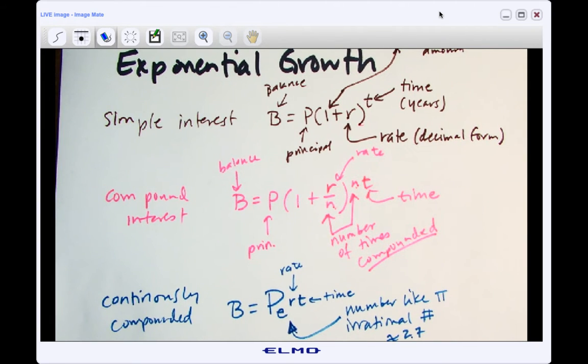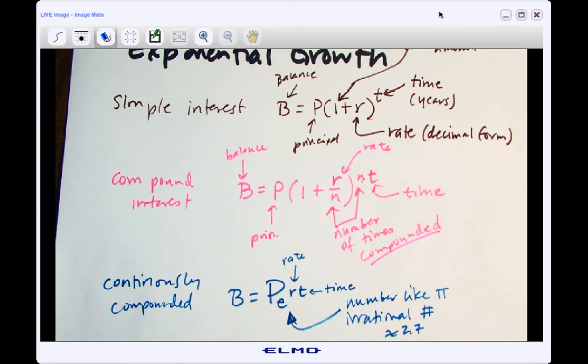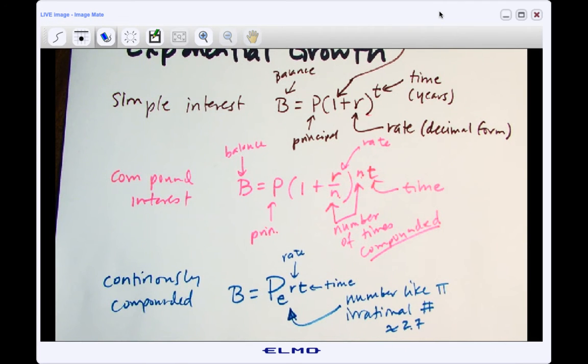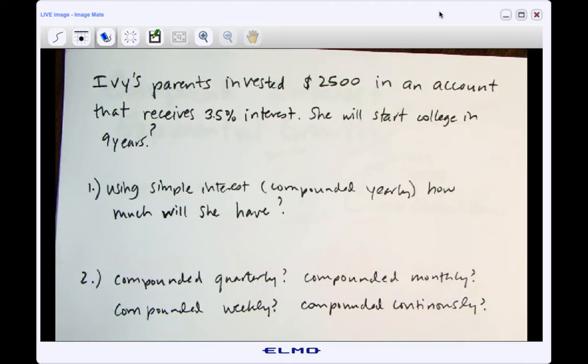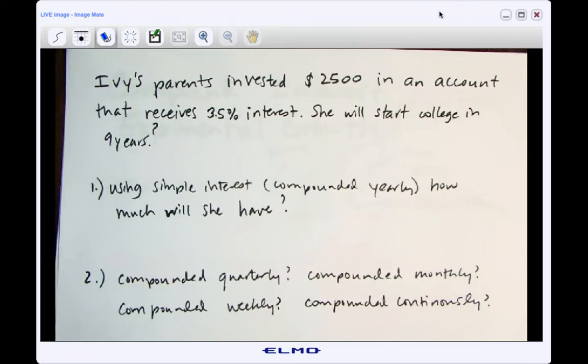So what we're going to do is an example of these things. And I just had the paper here. So let's see if I can get back. And we're going to use all three of those formulas just for practice, okay?